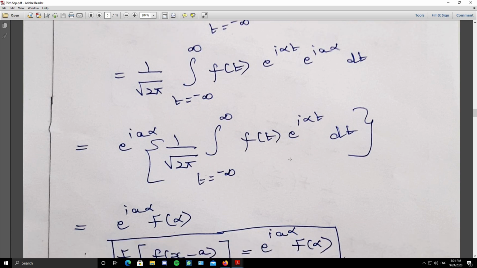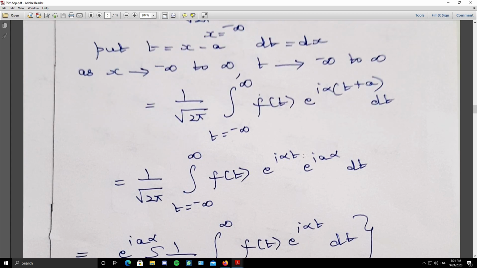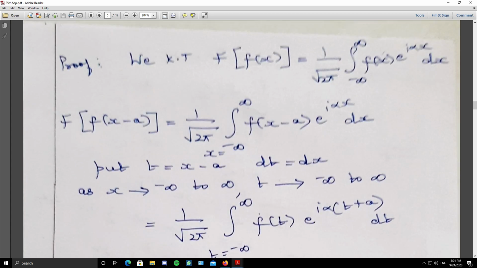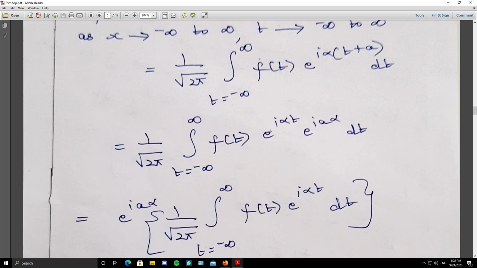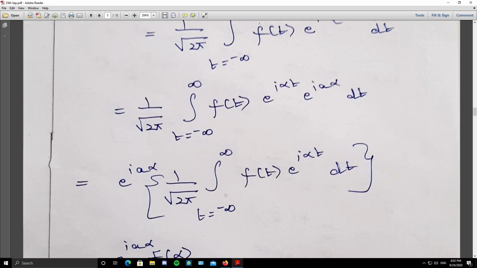So now you see this is a definition of Fourier transform. Always you should have the definition in your mind. What is the transform of f of x? 1 by root of 2 pi integral minus infinity to infinity f of x e power i alpha x dx. So in place of x you have t. So this is the definition of Fourier transform. In place of f of x, you have f of t. In place of dx, you have dt.